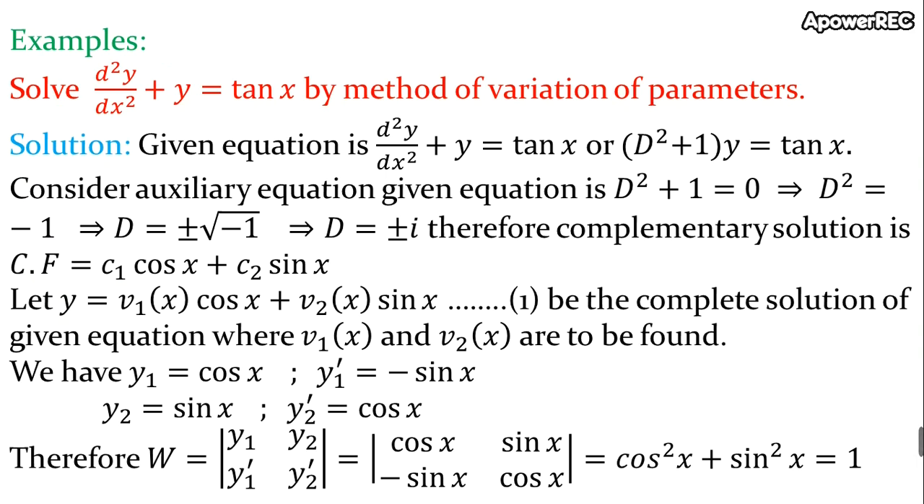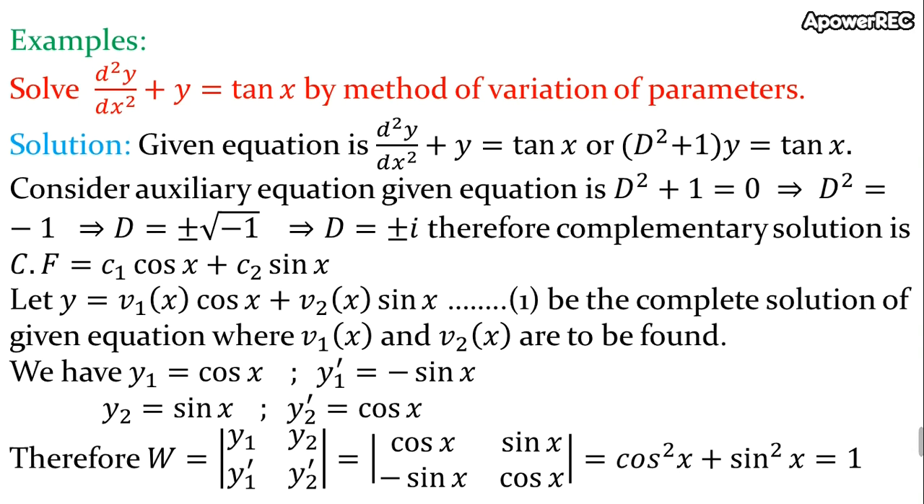See one example solving a problem by the method of variation of parameters. The given problem is d square y divided by dx square plus y is equal to tan x. Solution: the given equation is d square y by dx square plus y equals tan x. This can also be written as (D square plus 1) into y equals tan x. The auxiliary equation of the given equation is D square plus 1 equals 0.